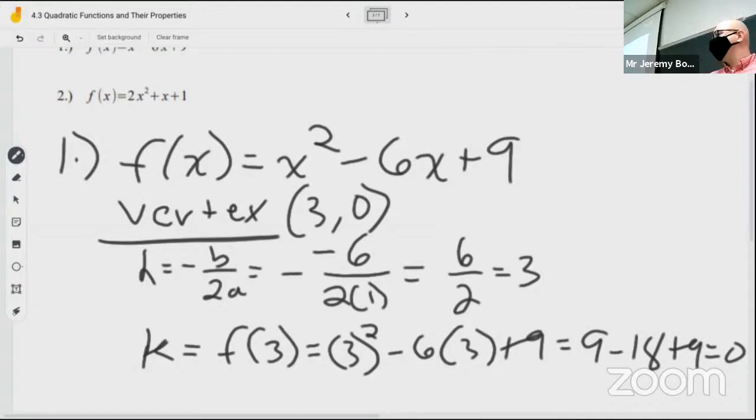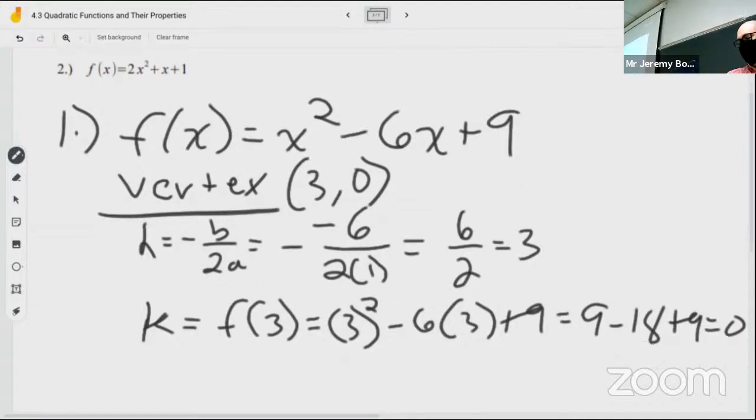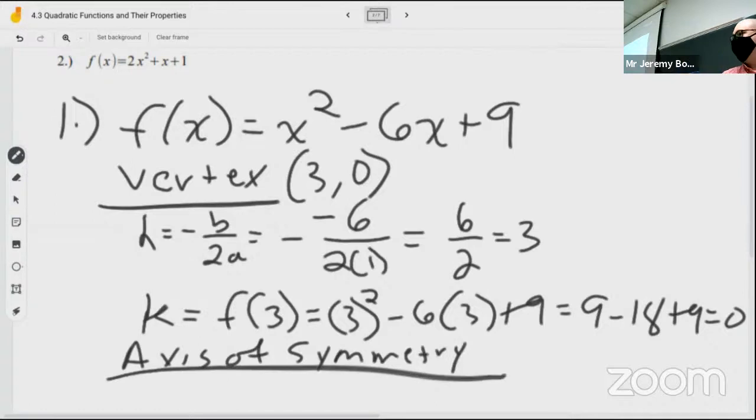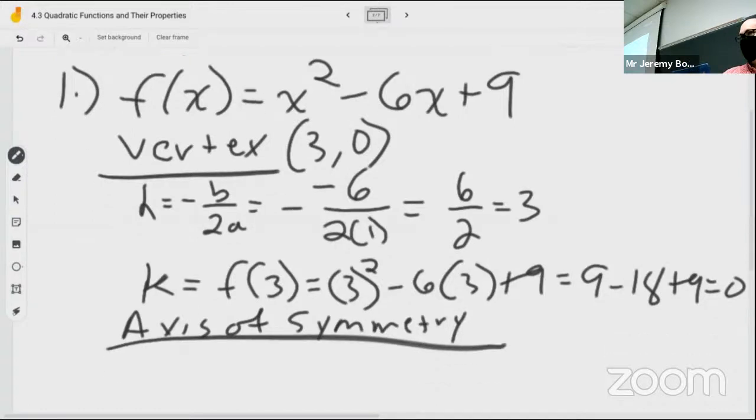So our vertex is (3, 0). What's our axis of symmetry going to be? Anybody know? 3, which is, remember, x is equal to 3. Yep. Don't forget the x is equal, right?